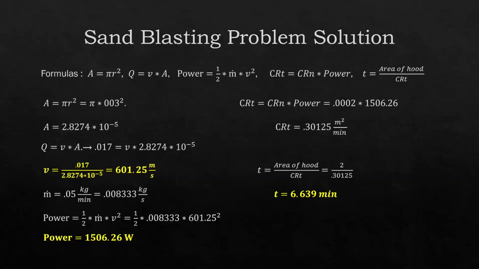Now, to calculate the cleaning time, you need to use the equation on the right too, which will be CRN, 0.002 times the power, which will give you how fast it can clean the surface area over a minute, and then you take that divided by the area of the car, and then you get the time of 6.639 minutes.